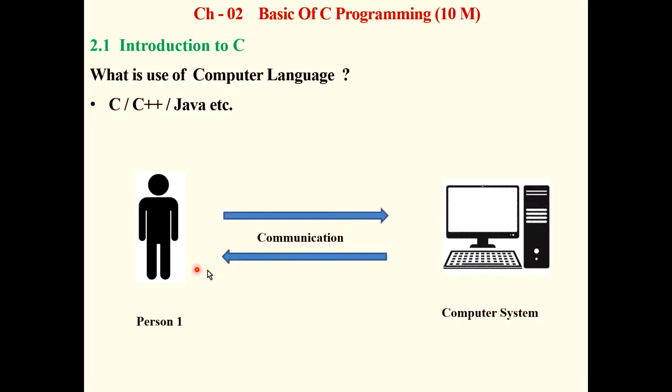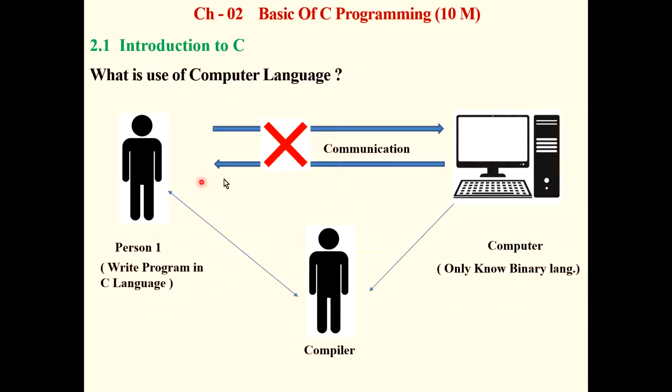So a person and a computer communicate by computer languages. So we can give instructions to the computer. Now if you want to perform some work from the computer, we give the instruction to the computer and the computer gives the output of that task. So this is the simple use of computer language. Then here communication is not possible. Why? Because the computer only knows the binary language.